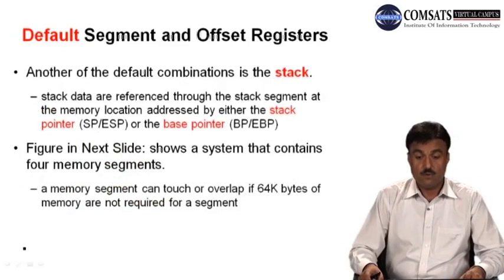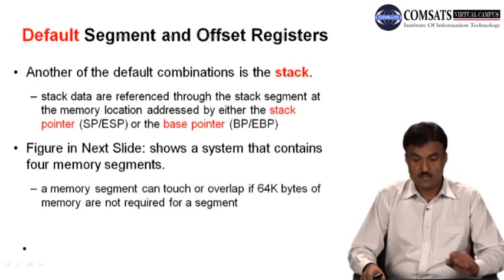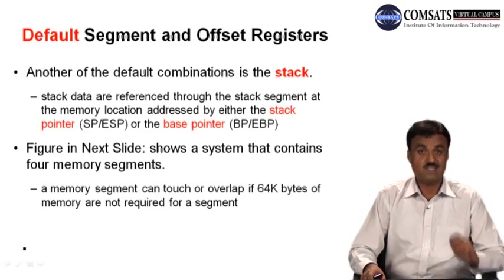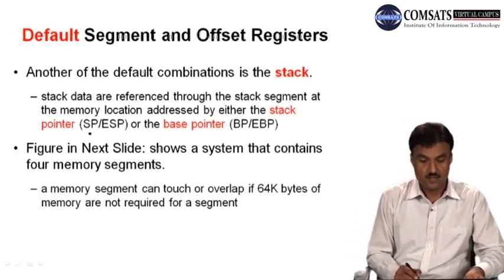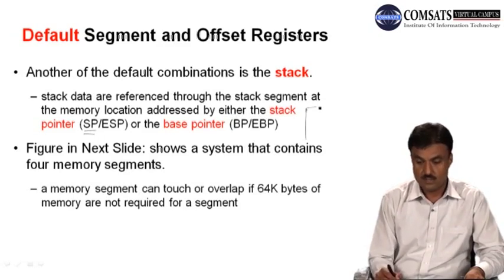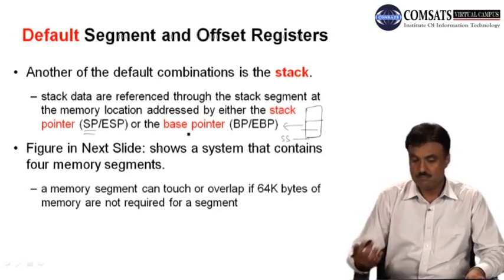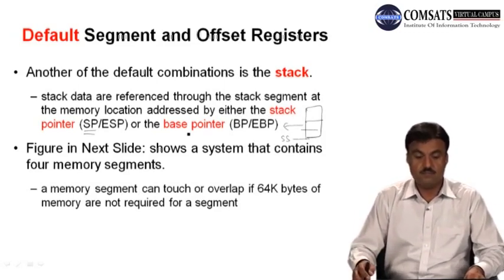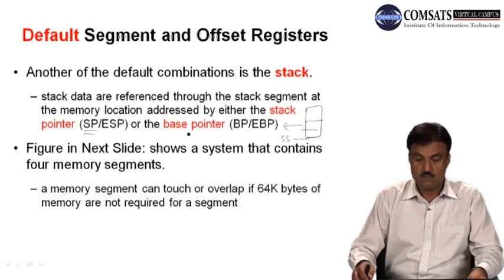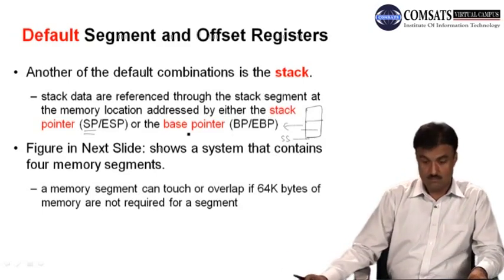There is another default combination for the stack. If we want to access the stack, any memory location inside the stack is referenced by either the stack pointer, which locates any address inside the stack, so we need the stack segment register plus the offset register, or it can be referenced by the base pointer. In the next slide we will show a system that contains four memory segments. For example, memory segments can touch or overlap in 64 bytes of memory that are not required for a segment.